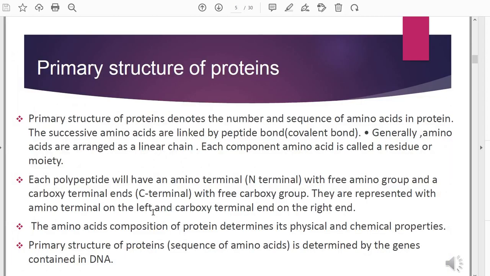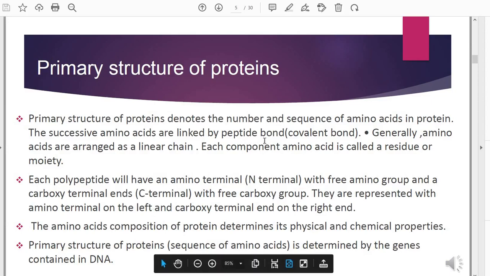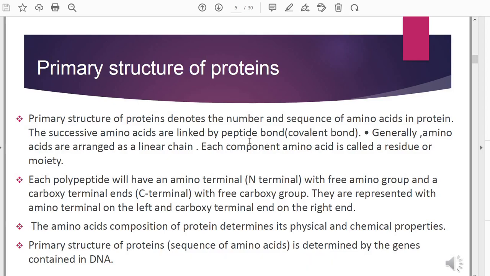The primary structure of the protein, which means the number and sequence of amino acid in the protein. They are linked by peptide bond. Peptide bond, it's a type of the covalent amide bond. This peptide bond occurs between the carboxylic group of one amino acid and the amino group of the successive amino acid, the adjacent amino acid. It loses a molecule of water and form peptide bond.